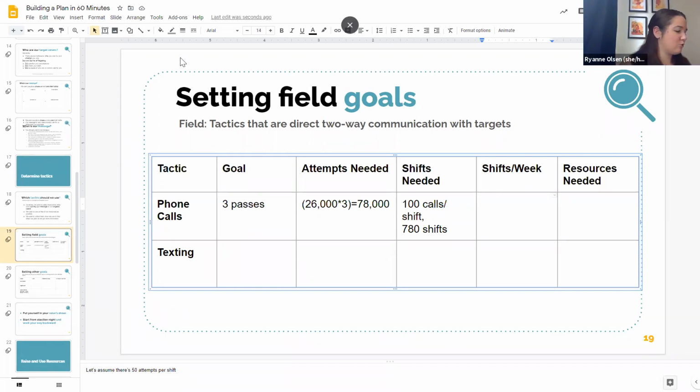Okay, so if we have 26 weeks, let me pull out my phone to do some real quick math. Or if someone else can do 780 divided by 26 for me. Cool, so we need to do 30 shifts per week.